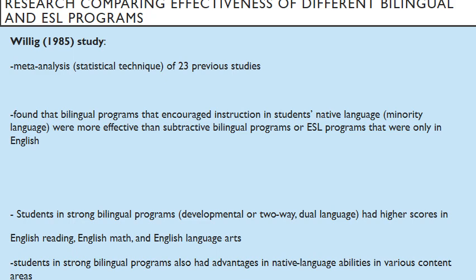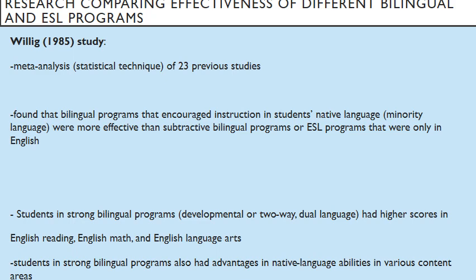Let's begin with Willig's 1985 study. Willig conducted a meta-analysis, which is a statistical technique to combine several different studies or research experiments together and to overview them as a whole. Willig found that bilingual programs that encouraged instruction in students' native language, or the minority language, were more effective than subtractive bilingual programs or ESL programs that were primarily in English.